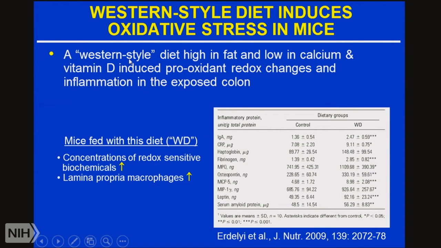Here is just one publication: a Western style diet was fed to mice, and this is the Western style diet shown here. And then they looked at the colon, and they found that there are changes in the colon depending on the diet. This is just one example. There are lots of papers, and what changes when you have the Western style diet is that the concentration of redox sensitive biochemicals goes up, so that indicates that there is inflammation and oxidative stress. And then you also have the infiltration of macrophages, which are probably partly responsible for the oxidative stress. So yes, there are clear changes.